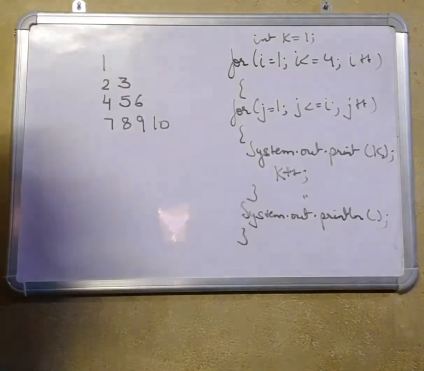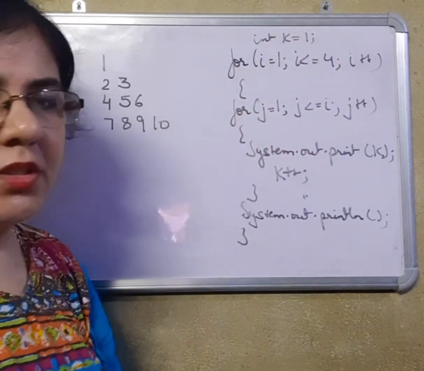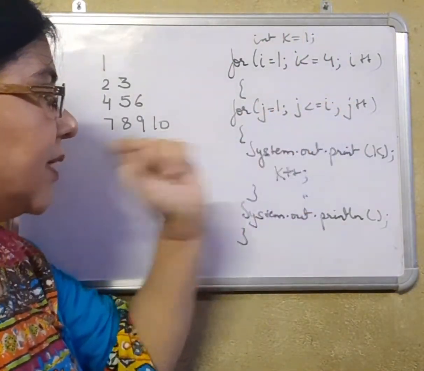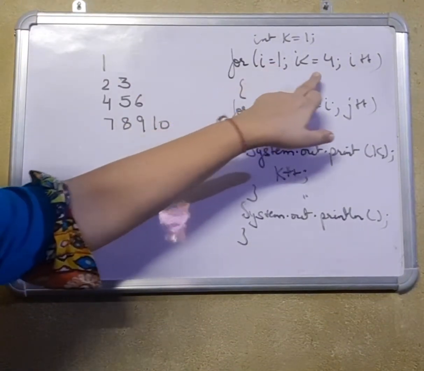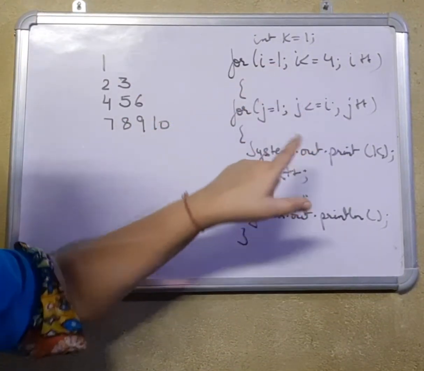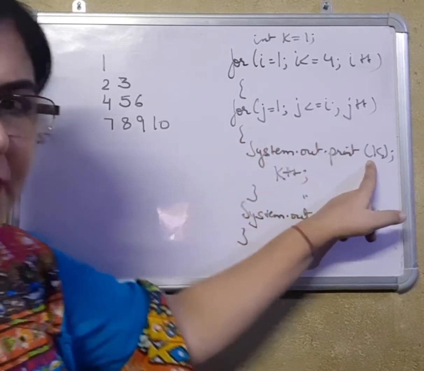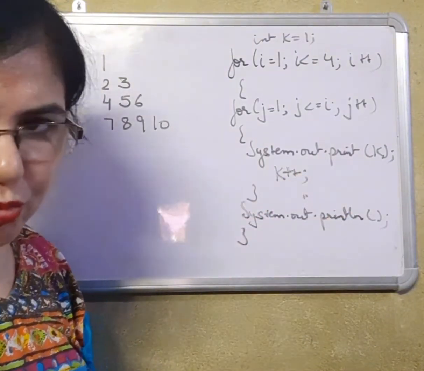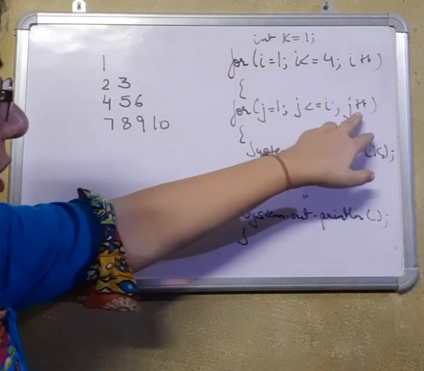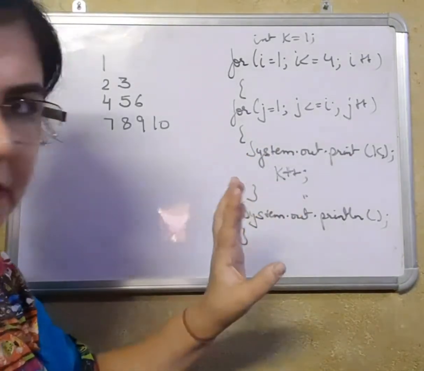So how does it work? Let's see. There were 4 lines. I is 1, less than equal to 4, and j is 1, less than equal to I. See, present value of I is 1. 1 is less than equal to 4. Yes, right. J is 1. 1 is less than equal to 1. Yes. What is the present value of k? 1. After that, k increments. K will become 2. Then j will become 2. 2 less than equal to 1, false. It will come to the next line.